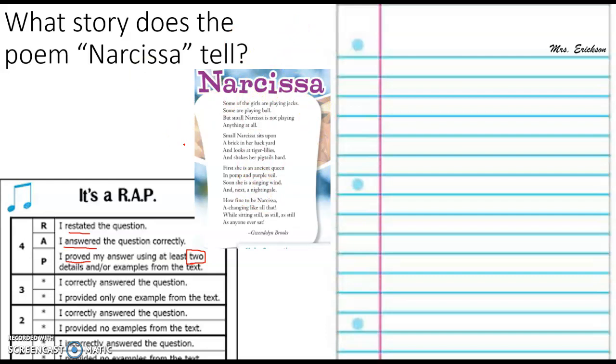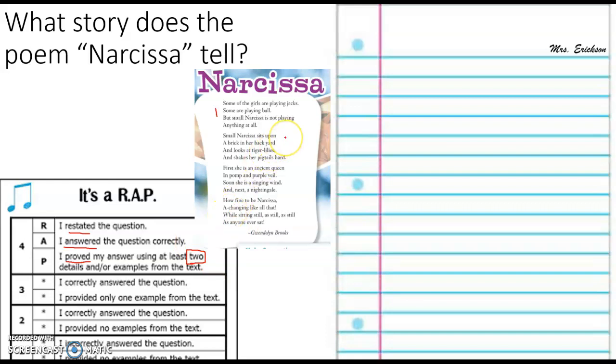Some of the girls are playing jacks. Some are playing ball. But small Narcissa is not playing anything at all. So stanza 1, take a second. What is stanza 1 telling us? Stanza 1 is saying that all the kids are playing, but Narcissa isn't. Now I'm starting to wonder, what is she doing?